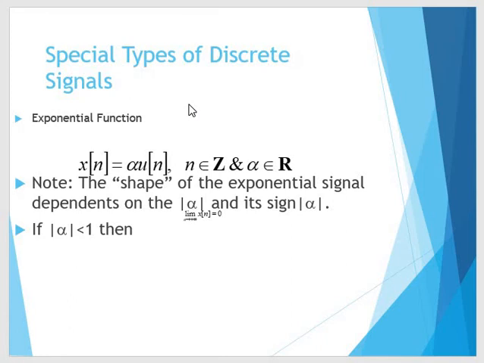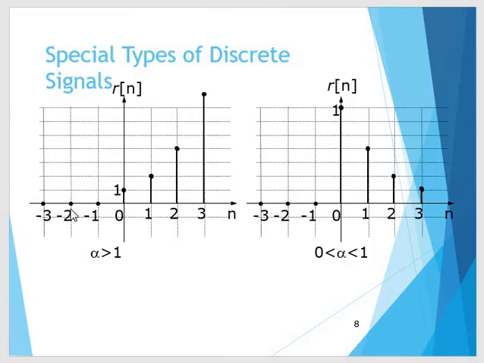Please note, x[n] equals a^n u[n]. We have different signals in the case of the exponential signal. If a is greater than 1, then it will become exponentially increasing. If a is less than 1, it should be less than 1 but greater than 0. It is less than 1 and greater than 0. It will give you an exponentially decreasing signal.